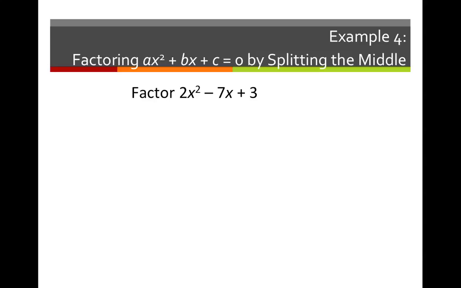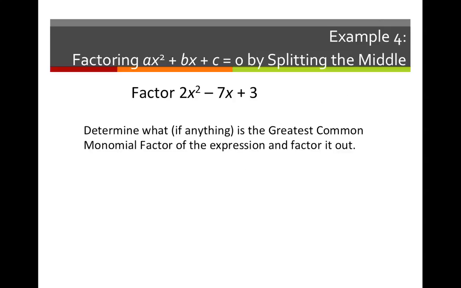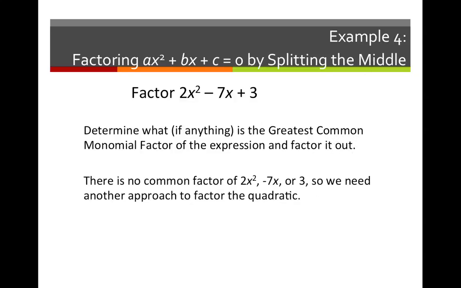So in order to factor 2x squared minus 7x plus 3, one of the things that we can do is to again look for a greatest common monomial factor. The problem is that when we look at 2x squared, negative 7x, and 3, there is no common factor in those three terms. So we need another approach to factor the quadratic because we're not going to be able to get rid of the 2 to change it into something like what we've been working with.